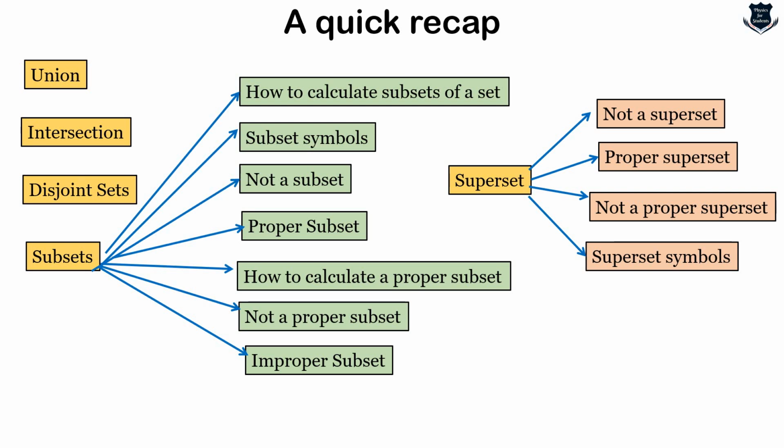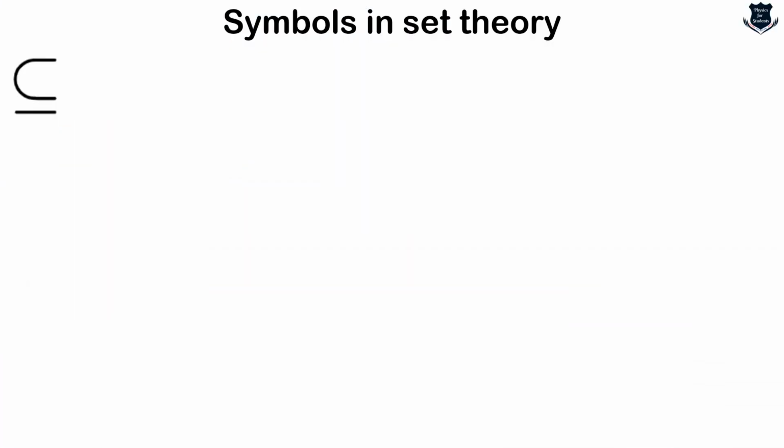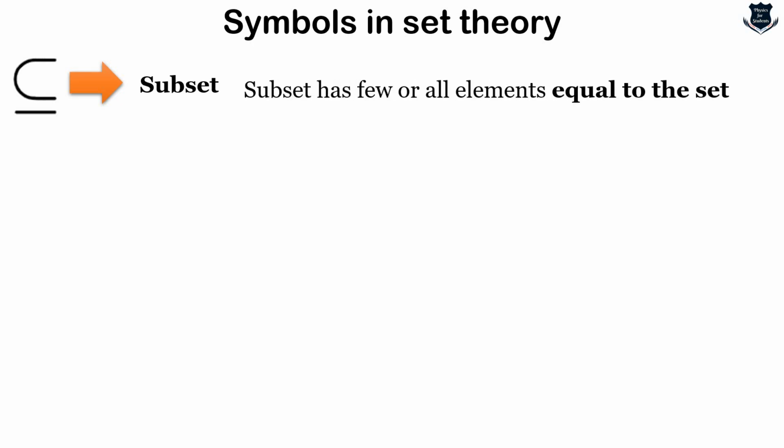Now in this video I will be talking a little about subsets and supersets and the confusions created by the symbols. First we will start with what is a subset. This is the symbol used for subset, and the meaning is that the subset has few or all elements equal to the set. So the bar below signifies something which is equal to.